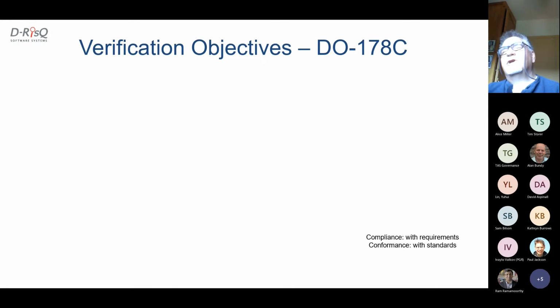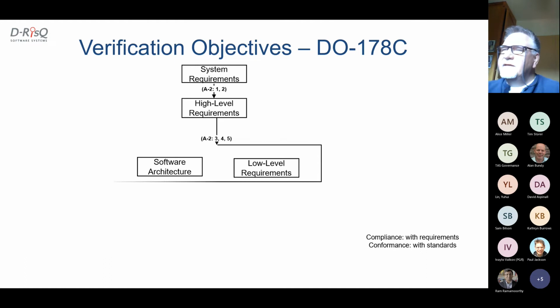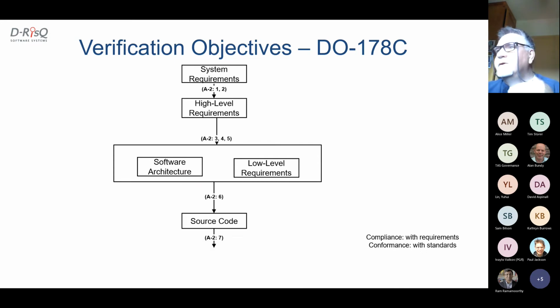So what are these verification objectives I'm talking about? Well, they break down in the same way I was talking about the waterfall. Your system requirements allocated to software, high-level software requirements, your software architecture and your low-level requirements, source code and executable object code. And these annotations are references into DO-178C, where you can look up in the appendix what is required for that. But I'll go into a little bit more detail next.